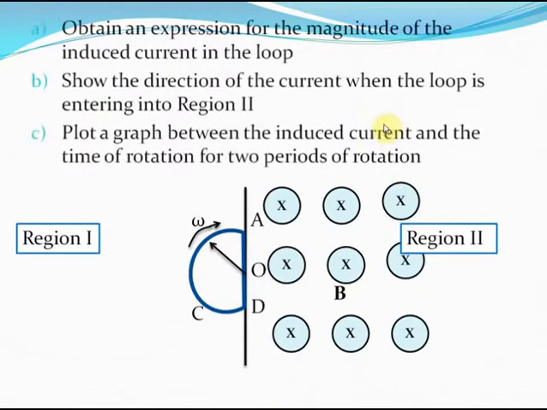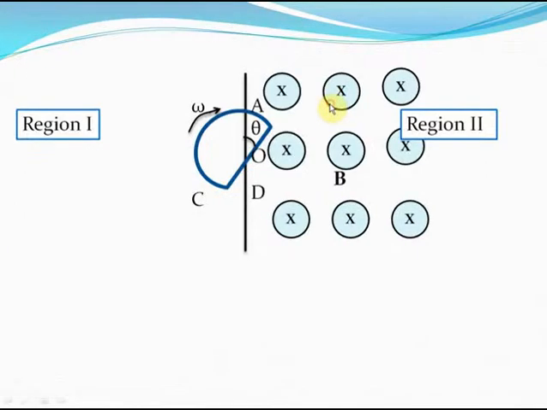Obtain an expression for the magnitude of the induced current in the loop. Show the direction of the current when the loop is entering into region 2. Plot a graph between the induced current and the time of rotation for 2 periods of rotation. So what is happening in this question? Basically, the loop that you see on your screen here is being rotated in the direction shown with an angular velocity omega. The portion on the left does not have a magnetic field. The portion on the right does have a magnetic field.